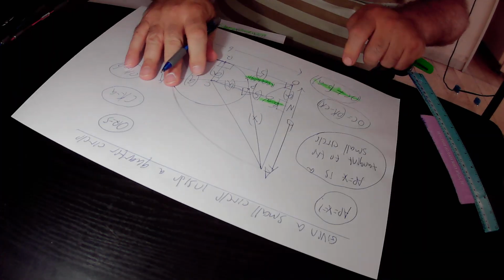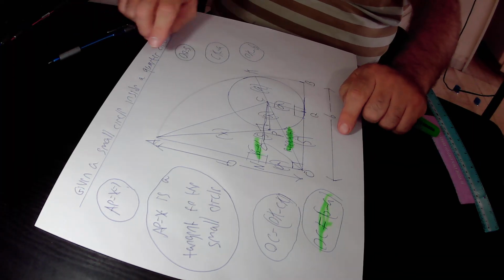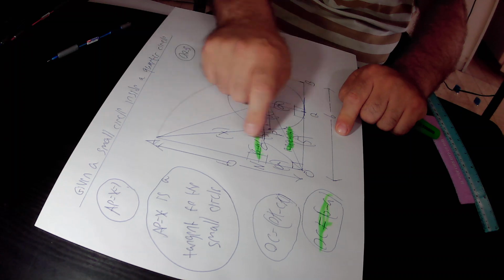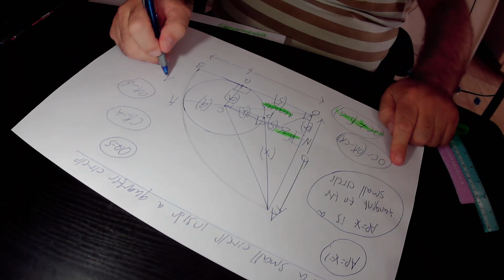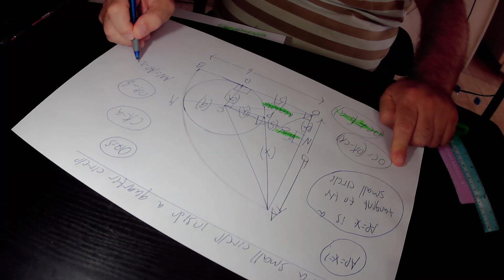What is the length of the missing side AN? From the drawing, it is very easy to see that AN equals AO minus NO. Again, AN equals AO minus NO. So I write it down: AN equals AO minus NO.